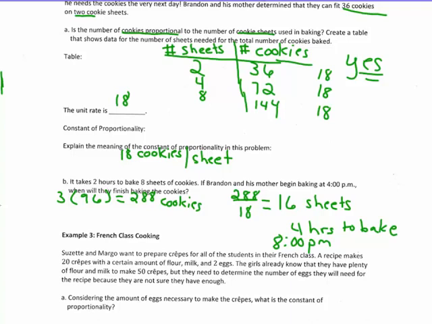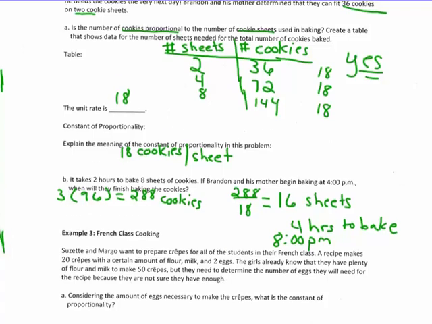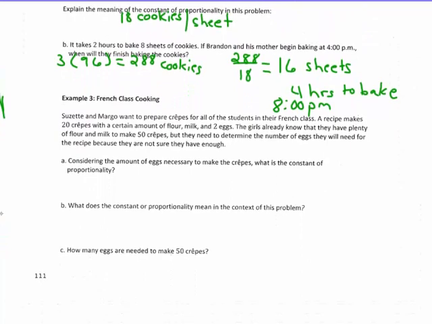All right. Suzette and Margot want to prepare crepes for all of the students in their French class. That was very nice of them. I'm assuming that that is their French names. And there we go. Okay.